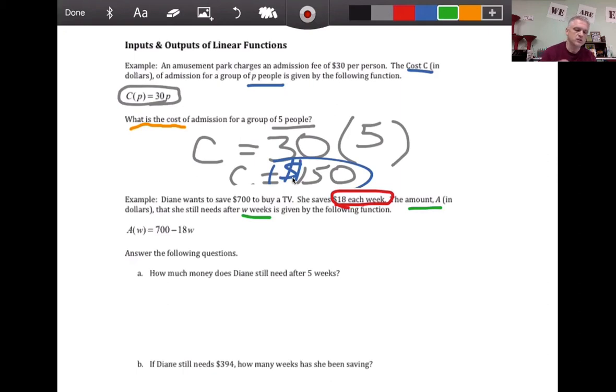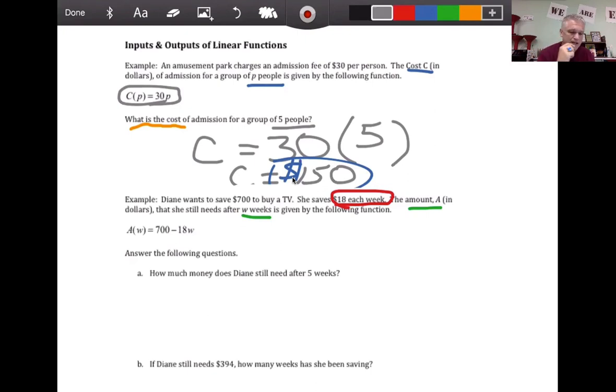Okay, so let's answer these 2 questions, and we'll finish up strong. How much money does Diane need after 5 weeks? So she's paying $18 a week, if you could think of what's going on. You owe somebody $700, you give them $18 a week. By the way, you're giving them $18 a week, so that means the amount you owe them goes down. That's why there's a negative slope, because the amount of money that she owes is decreasing.